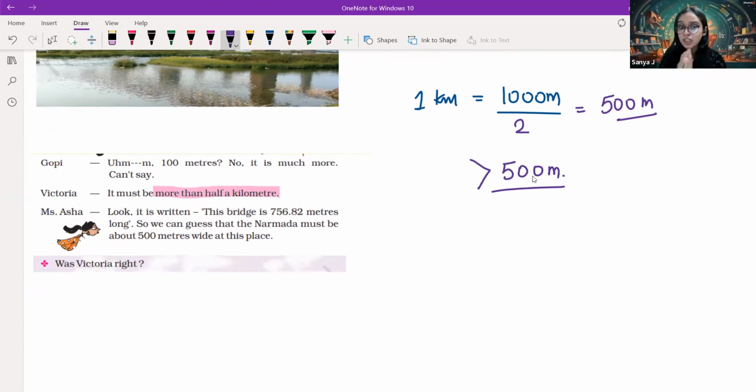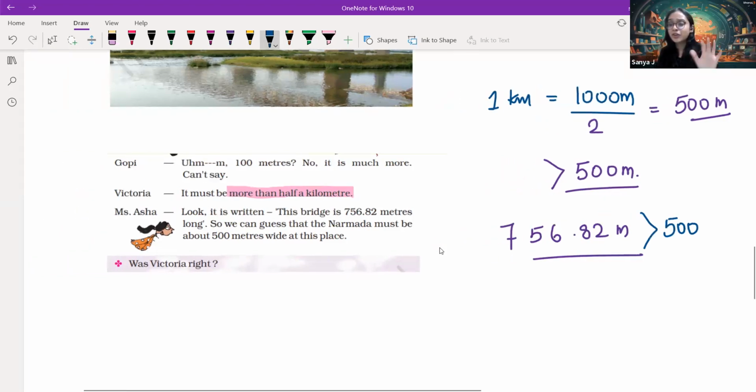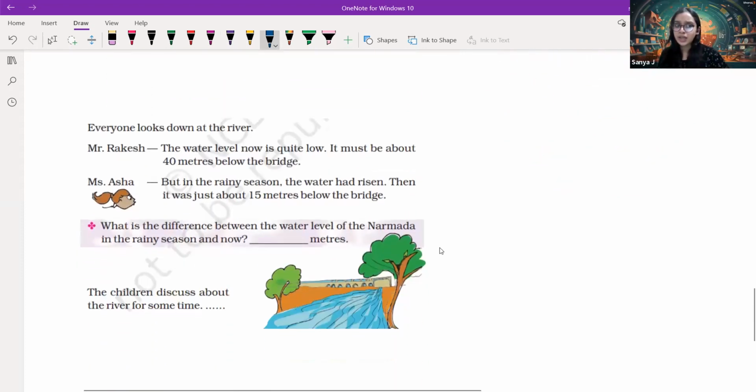And Miss Asha says that on the bridge it's written that it is 756.82 meters long. So definitely 756, that is more than 500 meters, right? So yes, Victoria is absolutely correct over here. Okay, everyone? All right. So with this, now let's move ahead.